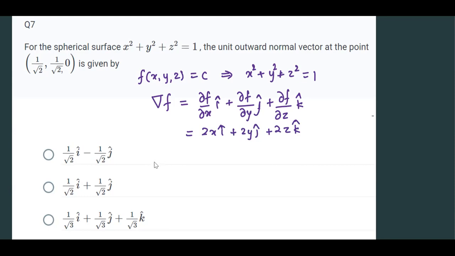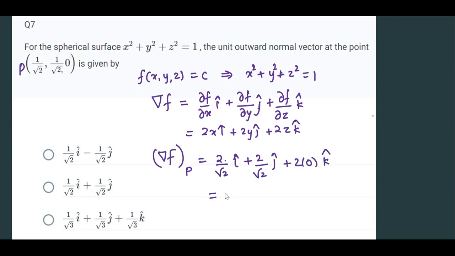Now it is said at this point, the gradient, the normal vector at this point. At this point, whatever the given point, I'll call this as P. So at P, substitute. Unit outward normal vector. So we get 2 by root 2 times i cap plus 2 upon root 2 j cap plus 2 into 0 k cap. So we get root 2 i plus root 2 j.